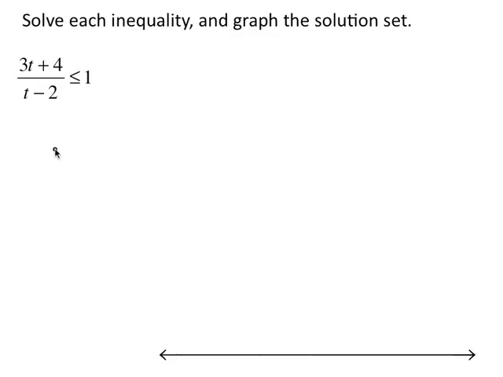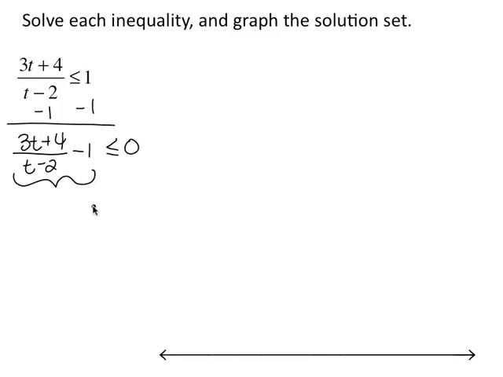Solve each inequality and graph the solution set. The first step in solving an inequality is we need to set our inequality equal to 0 on one side, and on the other side we need to have a single fraction. So I'm going to subtract 1 from both sides, and I get (3t + 4)/(t - 2) - 1 is less than or equal to 0.